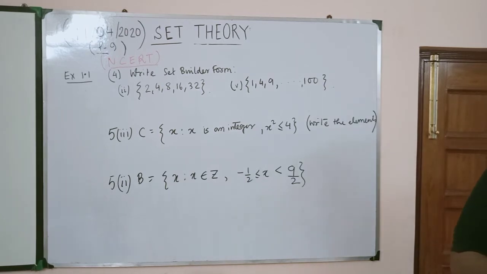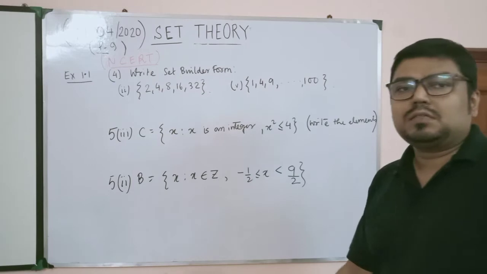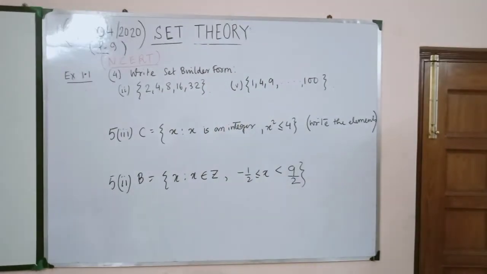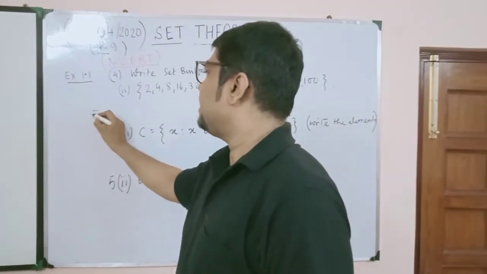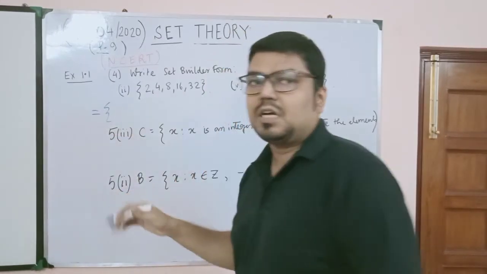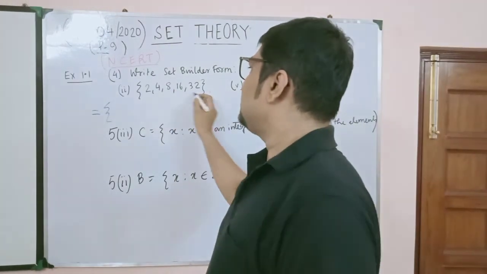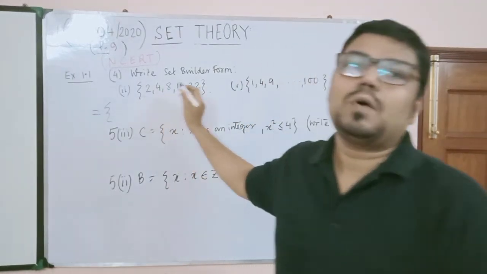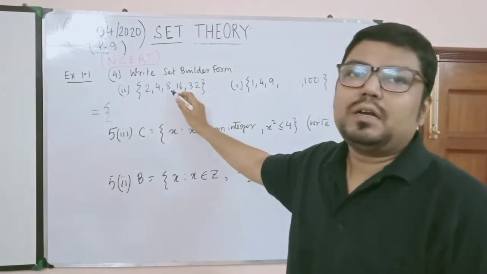They have asked you to write something in set builder form and roster form. The first, they have given a few elements like 2, 4, 8, 16, 32. So we can see that these are the powers of 2. In set builder form, we write the set in mathematical language. These are powers of 2, starting from 2 to the power 1 up to 2 to the power 5: 2 to the power 1, then 2 square, 2 cube, like that.